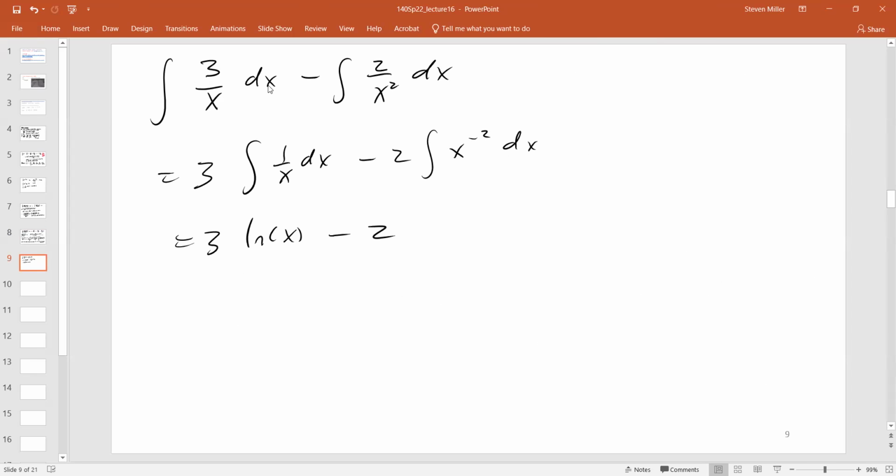Oh, right. What function has derivative x to the -2? It'll be x to the -1, but then when I take the derivative of x to the -1, I get -1 x to the -2. So I need a negative sign. So my -2 becomes a +2. If you take the derivative of that, you will get negative 2 over x squared. And I can, of course, put in a plus capital C.